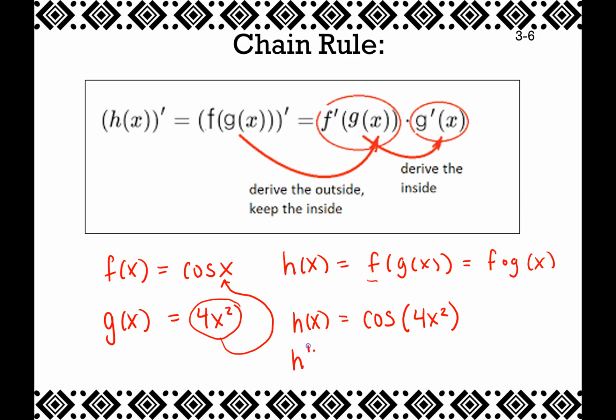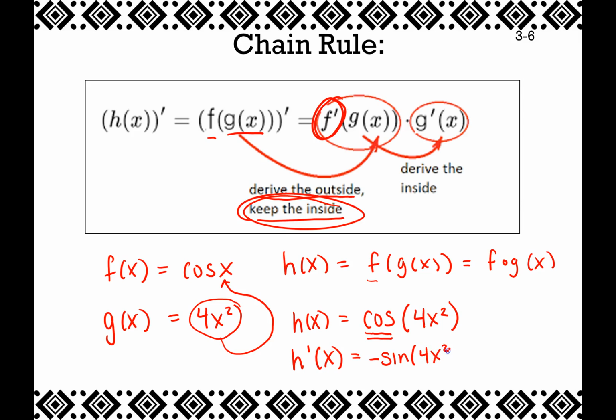So how would I find h prime of x? Well, let's go ahead and look at what it asks us to do. Think of this as f of g of x, where the first thing we do is we take the derivative of the outside and we keep the inside. So I take the derivative of the outside, which is negative sine, and I keep the inside. So that becomes 4x squared. Then what do I do next? Then I take times the derivative of the inside. Well, what's the derivative of my inside? Well, that's just 8x. And we are done.